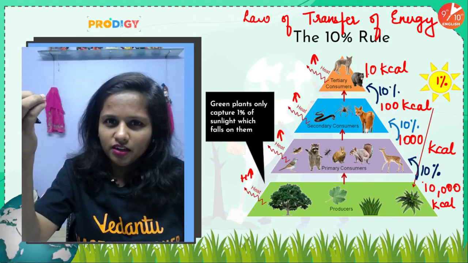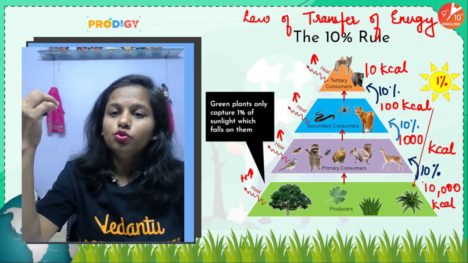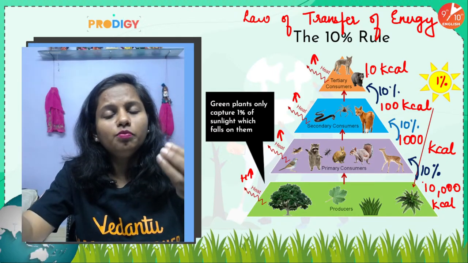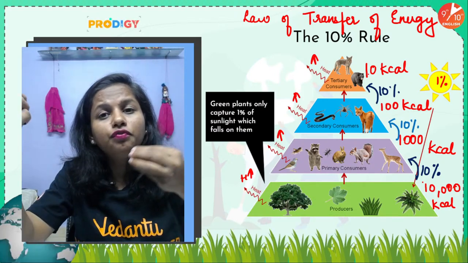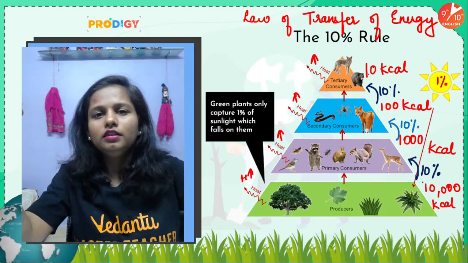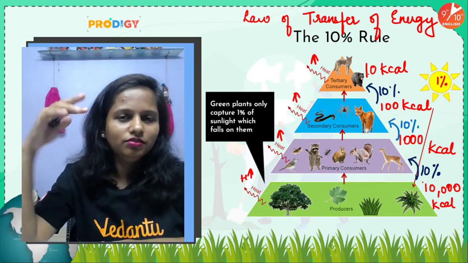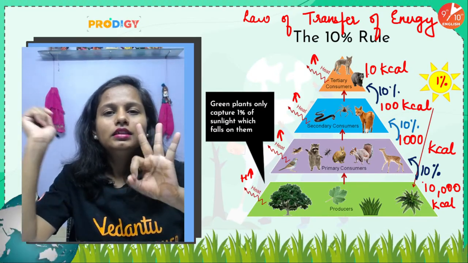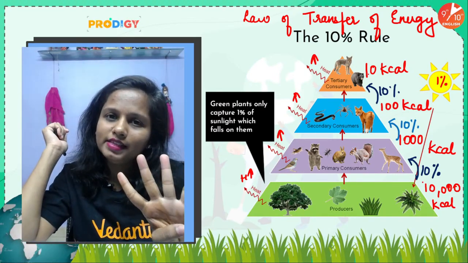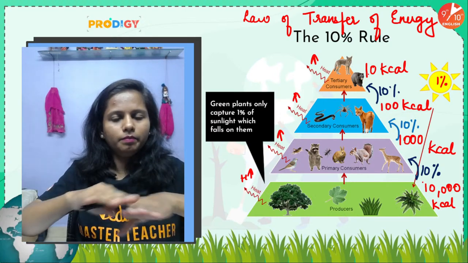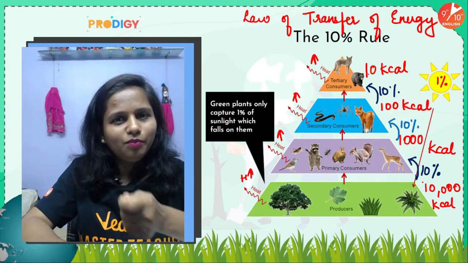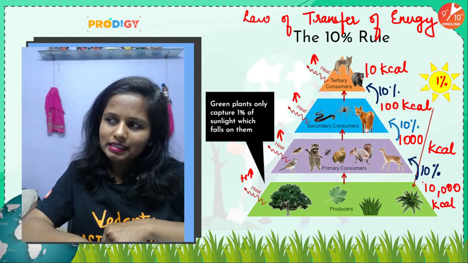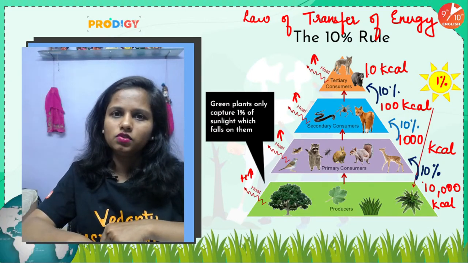The amount of energy an organism that feeds upon the apex consumers gets will be so minimal that it won't be sufficient even to fulfill the routine biochemical processes. And thus, every food chain has 3 to 4 trophic levels at the max. Nothing beyond that. This is a very important give-reason question asked in the examination: a food chain has a maximum of 3 to 4 trophic levels.